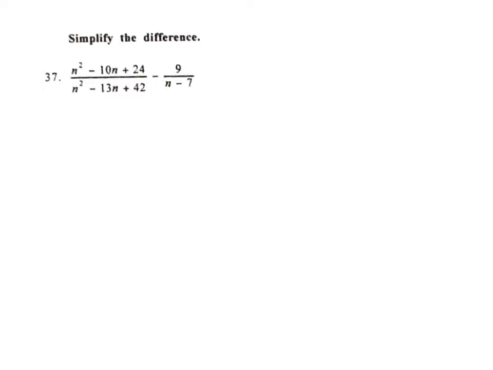37 and 38. We are simplifying the difference. This is kind of like adding. You need to have a common denominator, but before I do anything, we're going to factor anything that we can. So if I look at this top thing, we have n squared minus 10n plus 24. I'm going to use the x method to factor that.